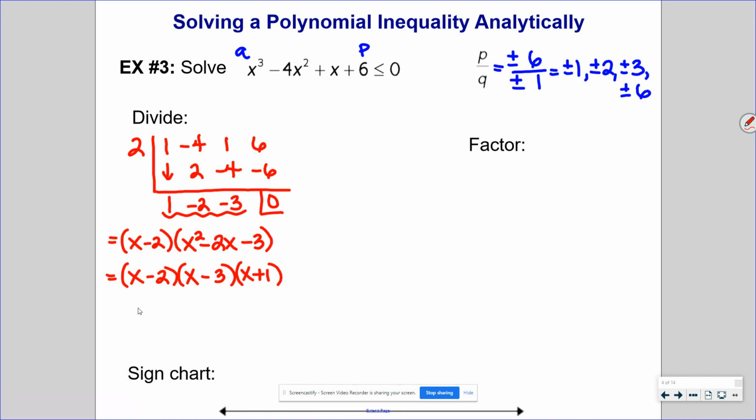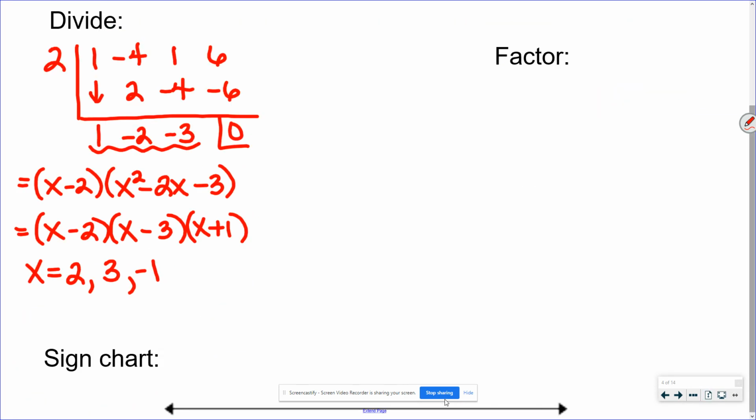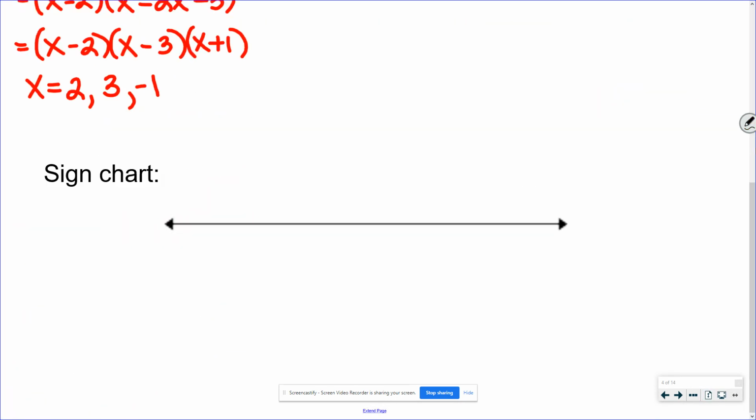And now we're going to solve it to find the zeros. So the zeros would be 2, 3, and -1. We need to know that so that we can set up our sign chart. So let's go down to the sign chart here. I need a -1, I need a 2, and I need a 3. And it doesn't matter how evenly spaced they are. It's just to organize your information.